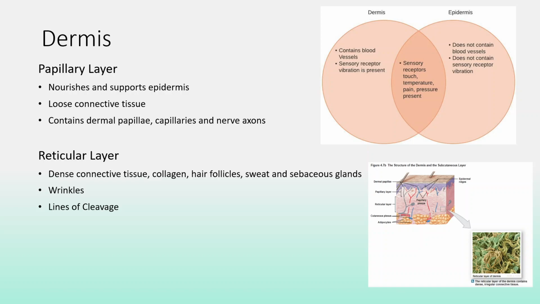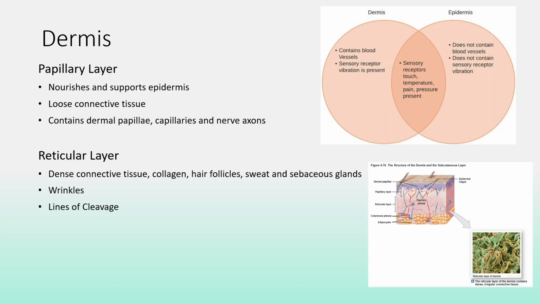Next, the reticular layer contains interwoven, irregular, dense connective tissue, collagen, hair follicles, sweat, and sebaceous glands. Functions of the reticular layer include attaching the skin to deeper tissues and storing lipid reserves. This makes sense because the reticular layer is quite deep. It also includes sensory receptors that we just talked about, particularly the vibration.